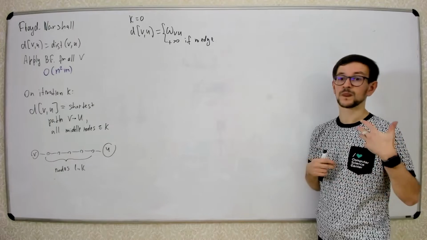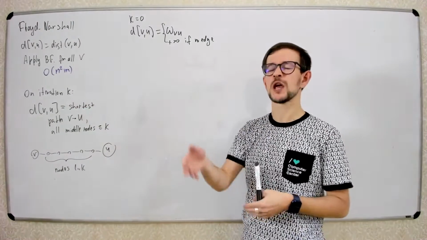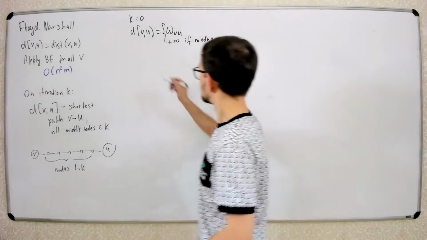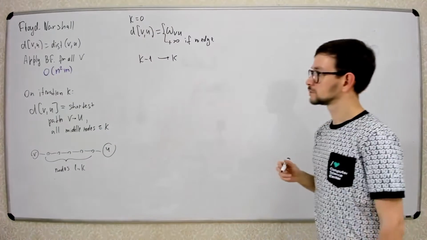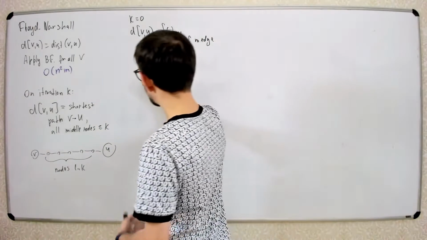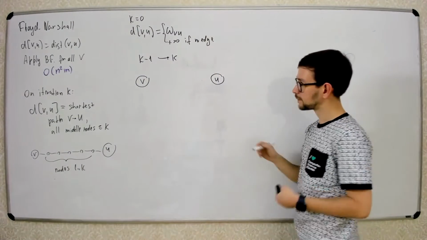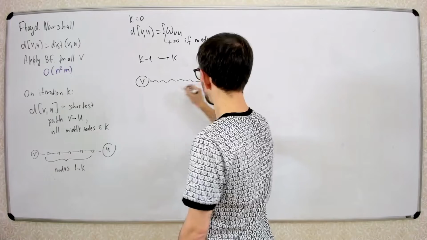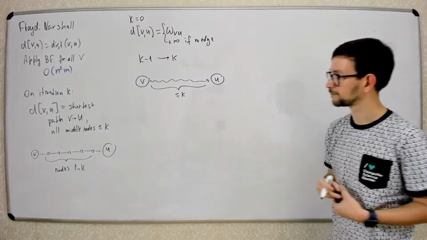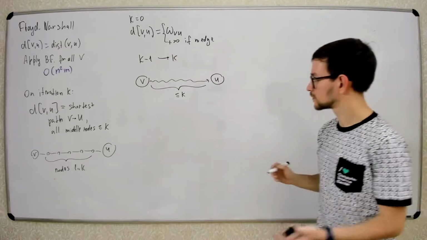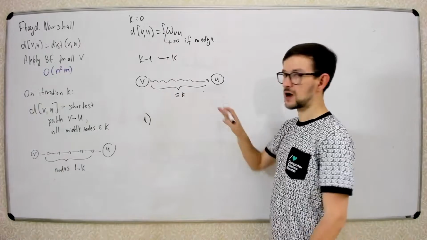Now, let's try to move from iteration k minus 1 to iteration k. Let's see. We have this path from V to U. All the nodes here have indices at most k. Again, there are two cases. Case number 1: all the nodes here are strictly less than k.